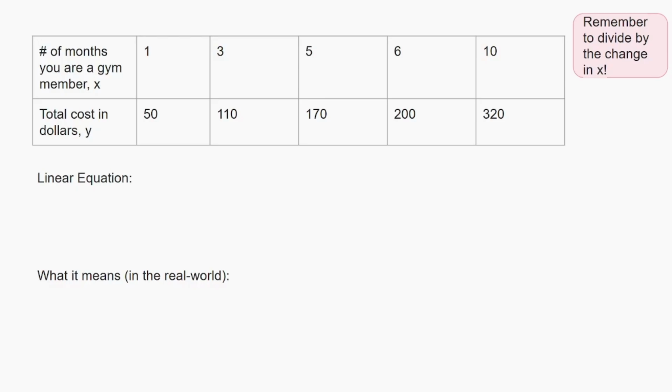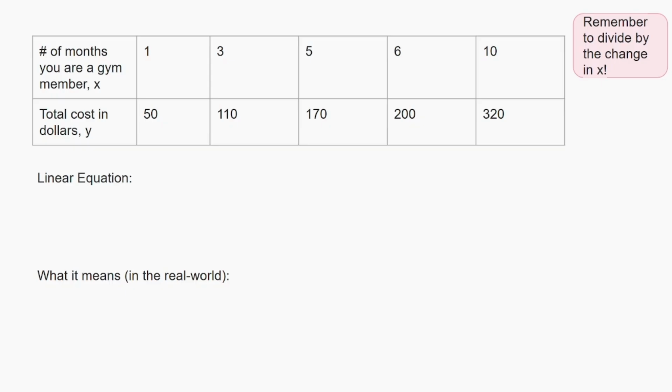Hello, in this video, we will be learning how to solve a linear equation from a table. I have a previous video on how to find the slope from 2 points if you want to check that out first. If not, let's get started.